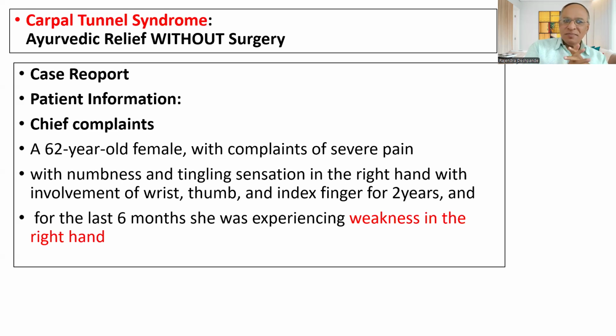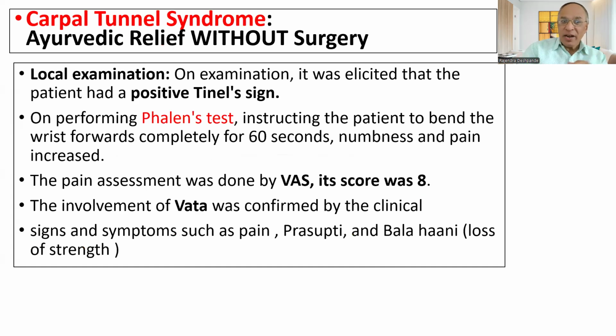Patient's information: a 62-year-old female complaining of severe pain with numbness and tingling sensation in the right hand, with involvement of the wrist, thumb and index finger, for 2 years. For the last 6 months, the lady was experiencing weakness in the right hand. She cannot hold a glass or these things properly.